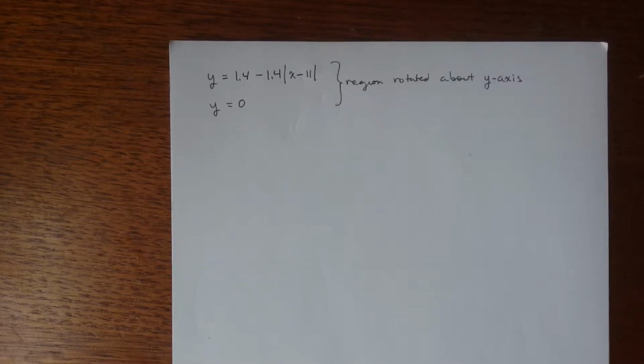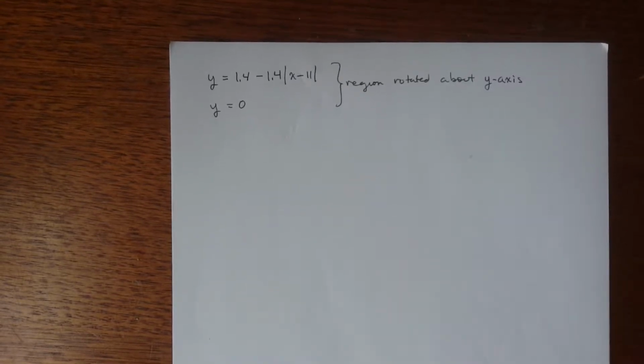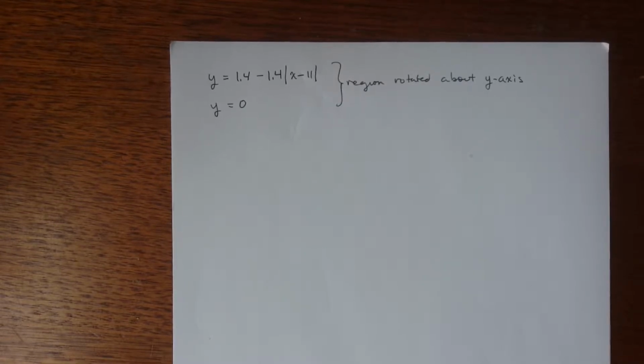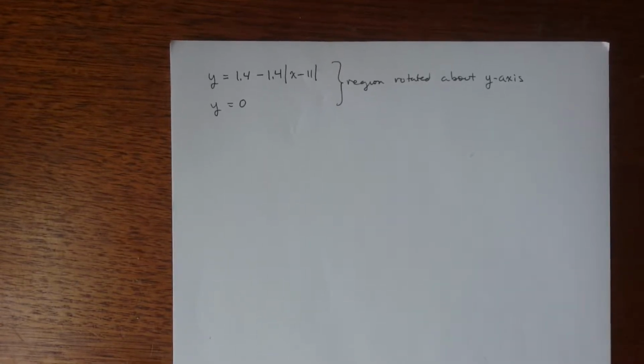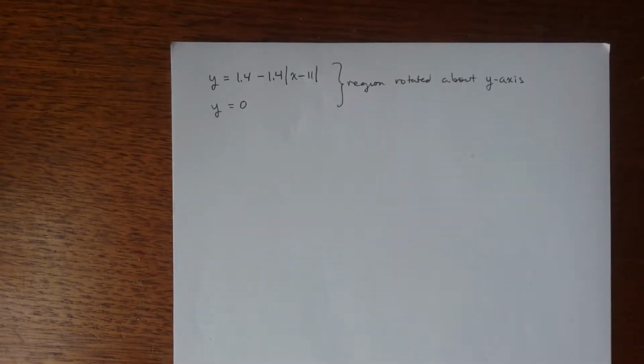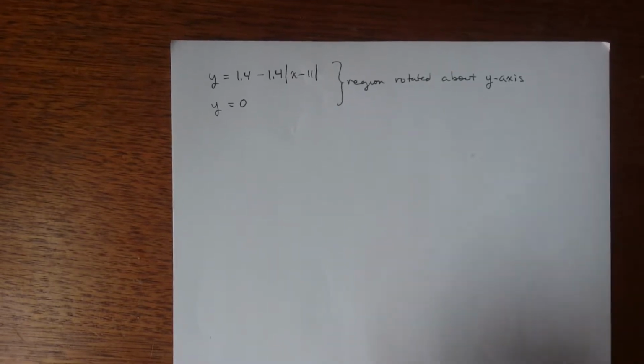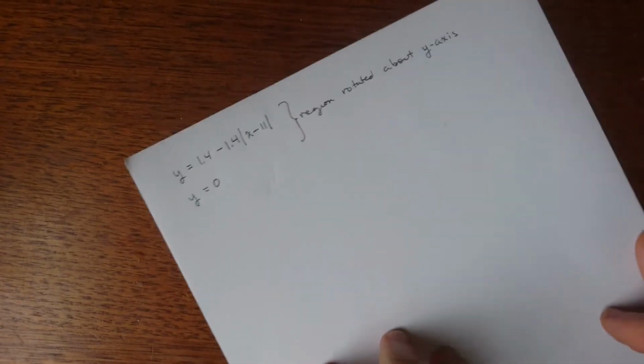The one I'm looking at had the region defined by y equals 1.4 minus 1.4 times the absolute value of x minus 11 and y equals 0, or the x-axis. So we need to find that region, and then the solid formed by rotating that about the y-axis, we want to find the volume of it. So first thing I'm going to do is try to understand the picture. This seemed to be causing a lot of problems for people.